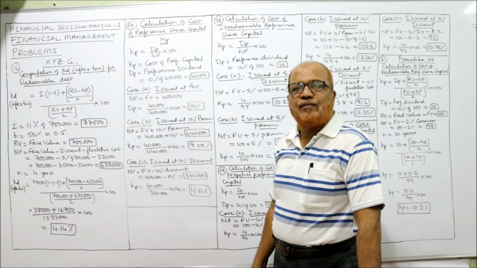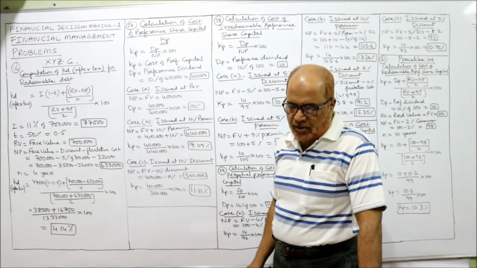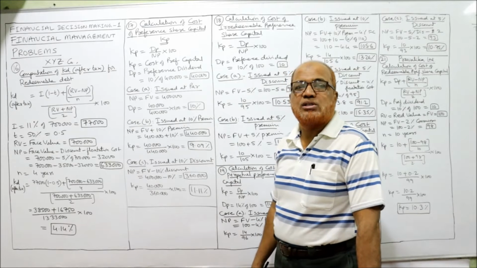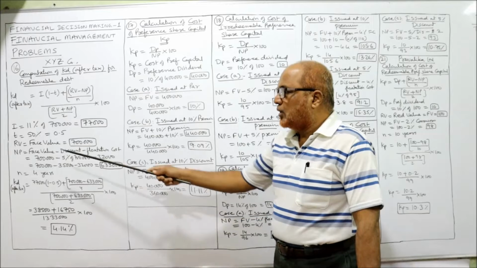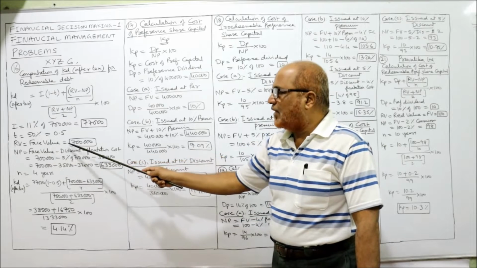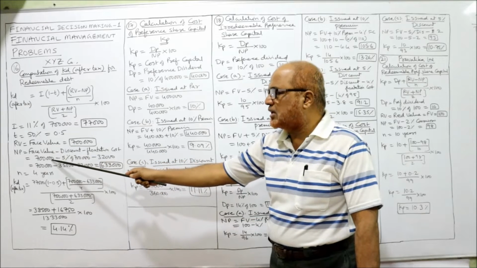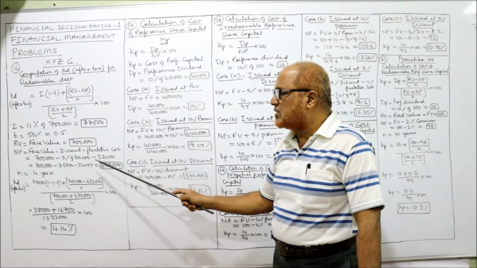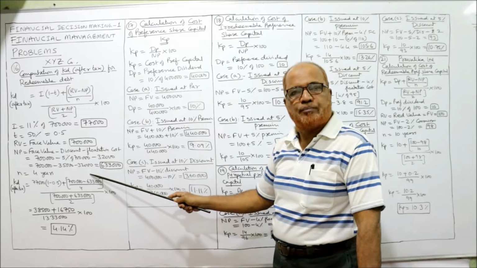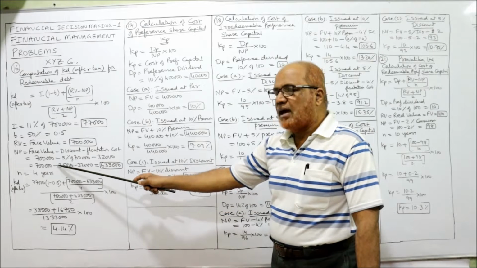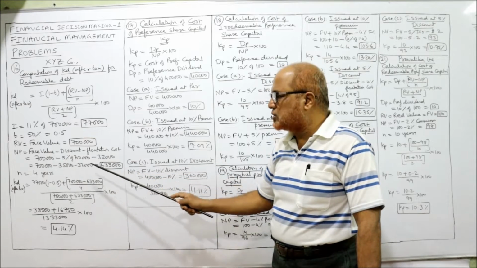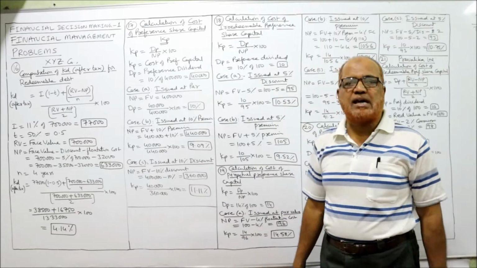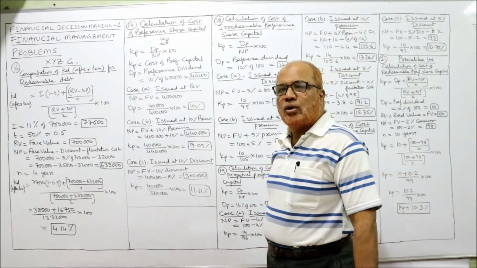Net proceeds is equal to face value minus discount, because debentures were issued at a 5% discount, and minus flotation cost, 32,000 given in the problem. So face value 7 lakh, 5% discount: 5% of 7 lakh comes to 35,000. And 32,000 is the flotation cost, brokerage commission, given in the problem. So 7 lakh minus 35,000 minus 32,000 is 6 lakh 33,000. This is the net proceeds, NP. N is equal to 4 years.